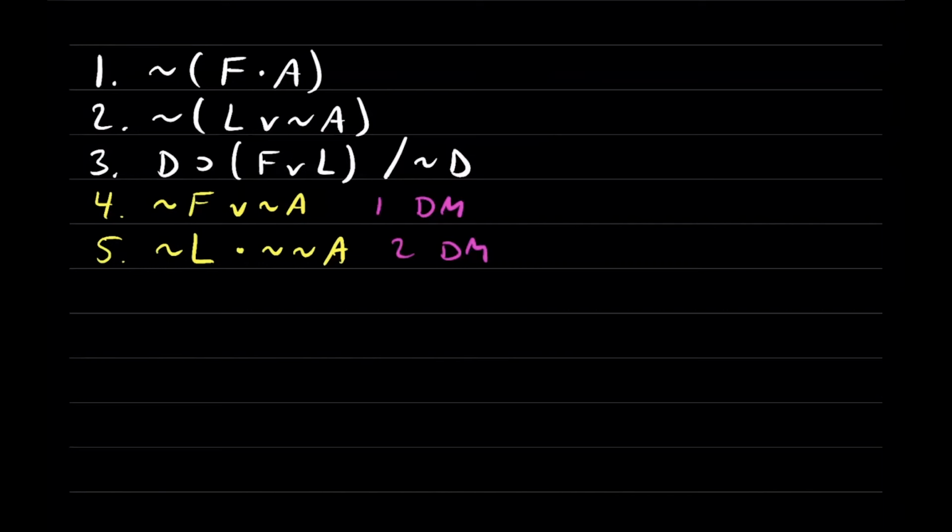Okay. Now what I see is that I've got a conjunction on line 5, so I could simplify that right off the bat, which I'm going to do. I'm going to get not L on its own line. That's going to follow from line 5 by simplification. I also see that I can get not A on its own line.